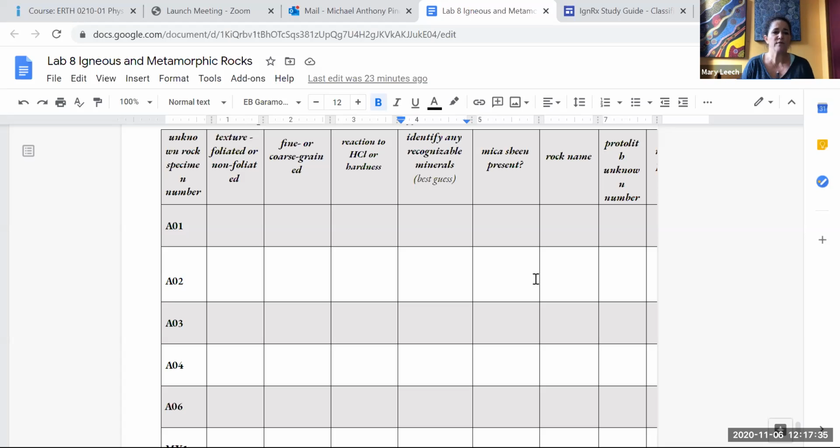So if you find a marble, let's say, marbles will fizz because they're made of calcite. And so if you have a rock that actually passes the fizz test, then it had to have a protolith that was mostly calcite. That's a limestone. So that's how you're going to do that.